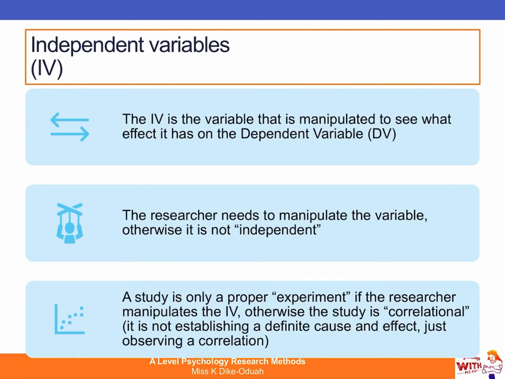And there are some independent variables where, of course, the researcher cannot manipulate it. The researcher cannot tell you what gender you are. That's something that you come naturally with. And those experiments are known as quasi-experiments, depending on how you pronounce it. A study is only a proper experiment if the researcher manipulates the independent variable. Otherwise, the study is correlational, i.e. it's not establishing a definite cause and effect, it's just observing a correlation.